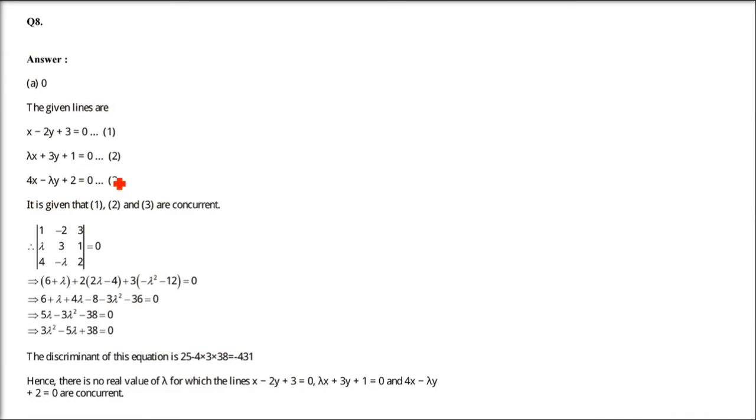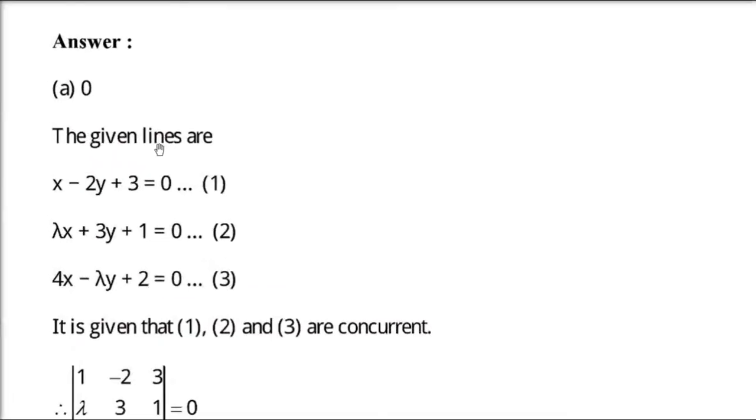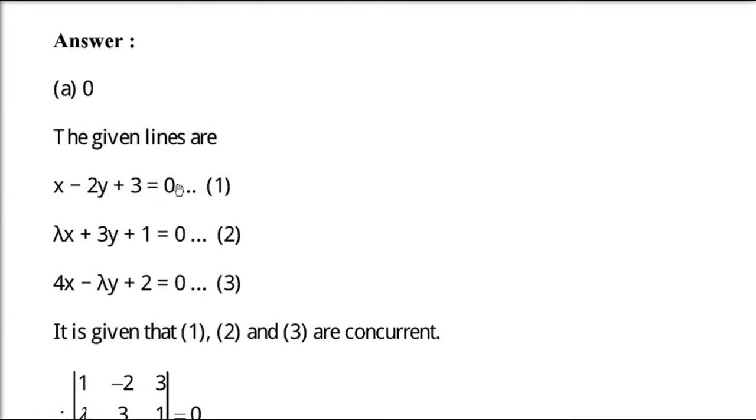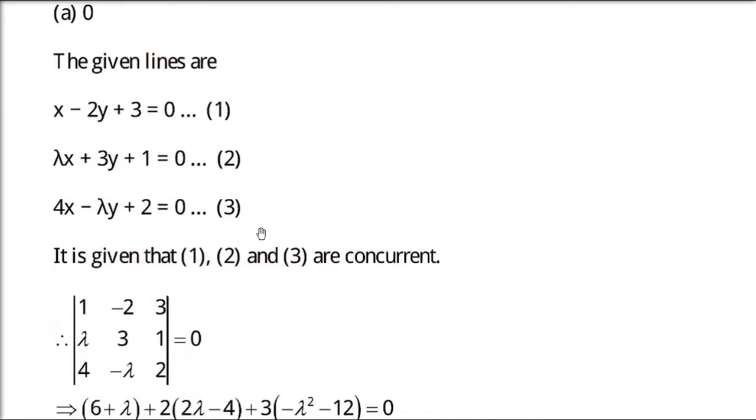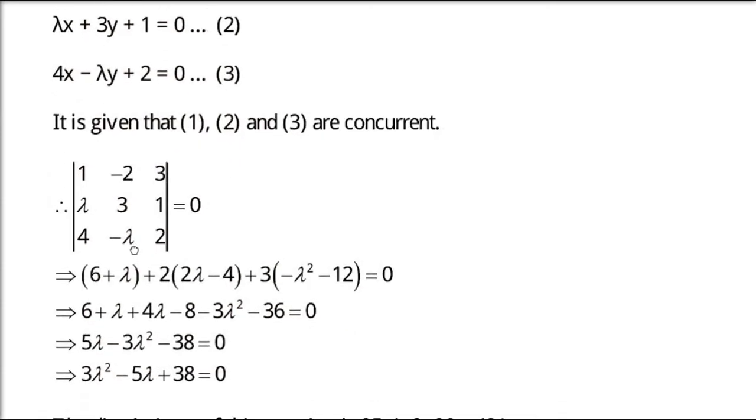Question number 8. The number of real values of lambda for which these three lines are concurrent. So these 3 lines are given here. Same thing you have to do. Take this line, only lambda is there, so it doesn't matter. Take the coefficient of x, put it as the first column. Take the coefficient of y, put it in the second column. 1, 1, 1 in the third column. Take the determinant, put it as 0, and try to find out lambda.